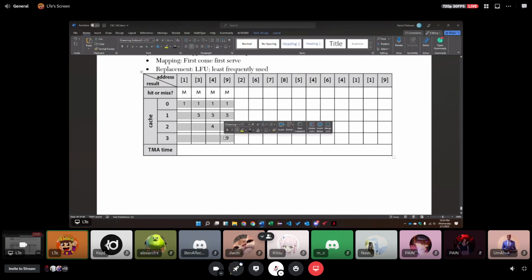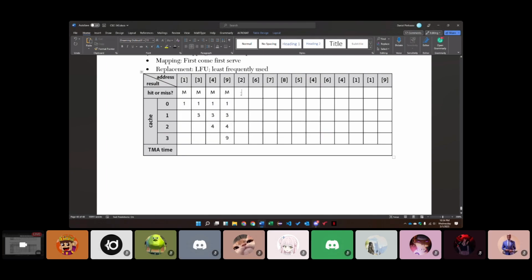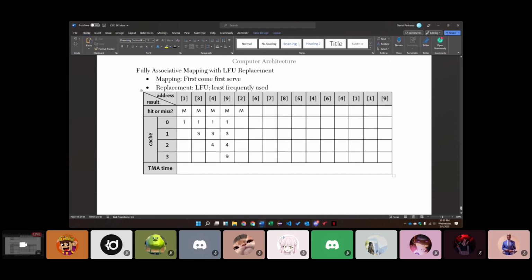Okay, it's just first come first serve. And then here's a miss, collision miss. Now least frequently used. And by the way, if there is a tie, the first in gets replaced.